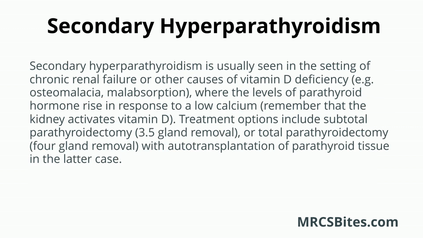Secondary hyperparathyroidism is usually seen in the setting of chronic renal failure or other causes of vitamin D deficiency, e.g. osteomalacia, malabsorption, where the levels of parathyroid hormone rise in response to a low calcium. Remember that the kidney activates vitamin D. Treatment options include subtotal parathyroidectomy, 3.5 gland removal, or total parathyroidectomy, 4 gland removal, with autotransplantation of parathyroid tissue in the latter case.